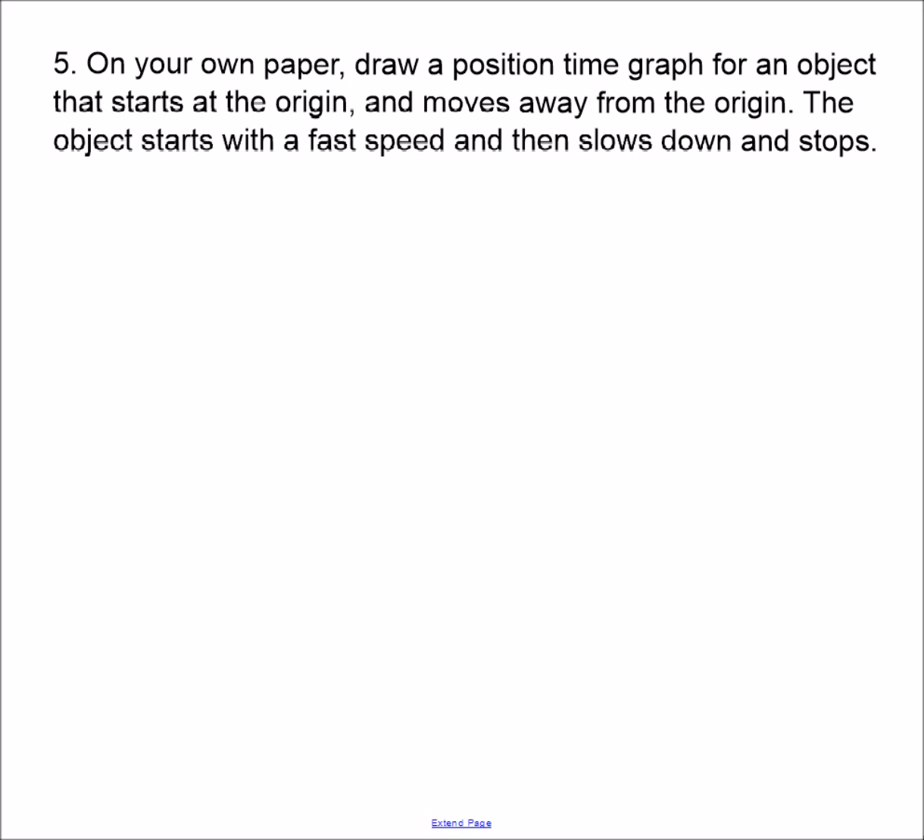Last question, and this one's not in the notes that we have printed. On your own paper, draw a position time graph for an object that starts at the origin and moves away from the origin. The object starts with a fast speed and then slows down and stops. Draw your attempt at this graph on your own paper. Go ahead and hit pause on the video, and when you're done, hit play again to see what it really should look like.